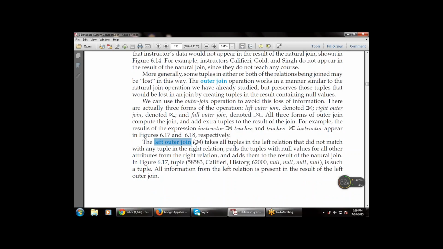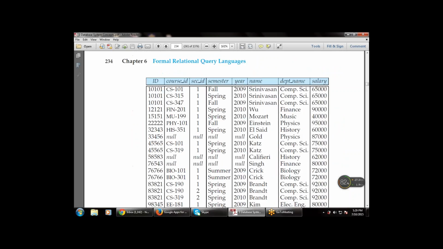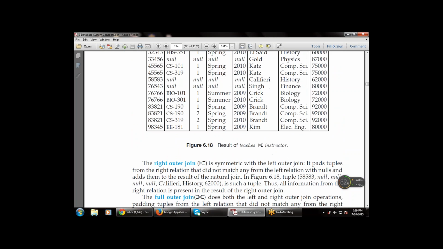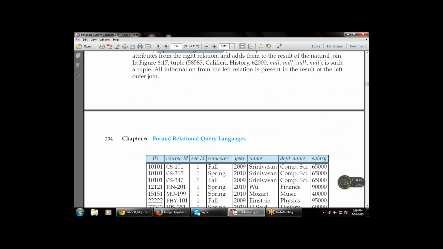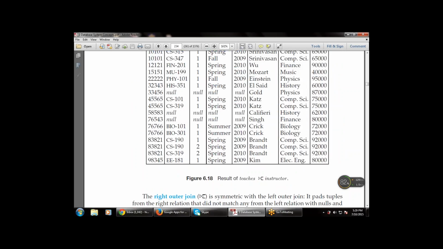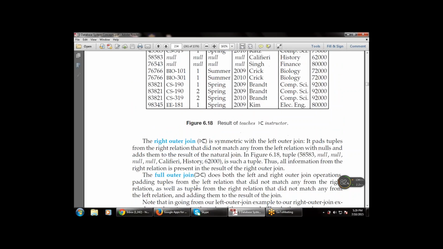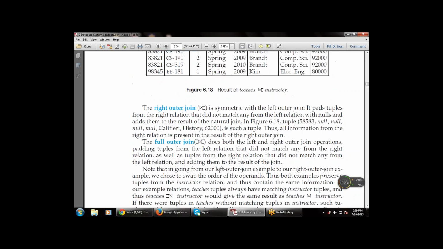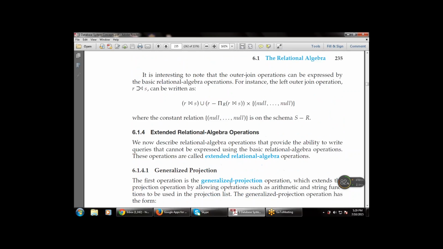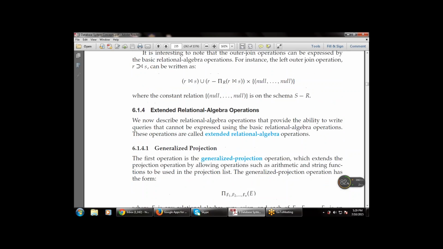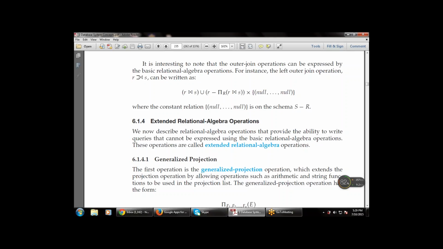The left outer join operation takes all the tuples in the left relation that do not match any tuple in the right relation. There is also a right outer join, and there is a full outer join. Full means it does both the left and the right outer join operations, that is, both operations are followed.